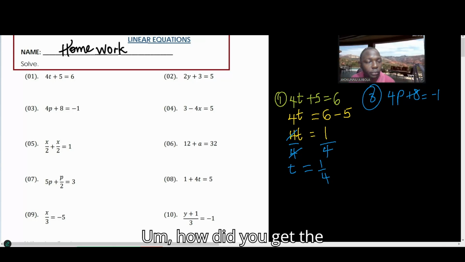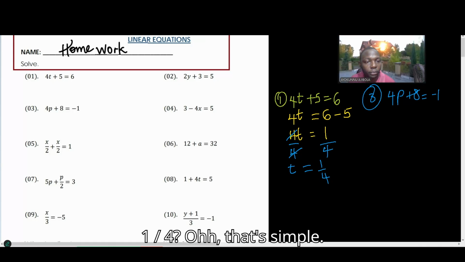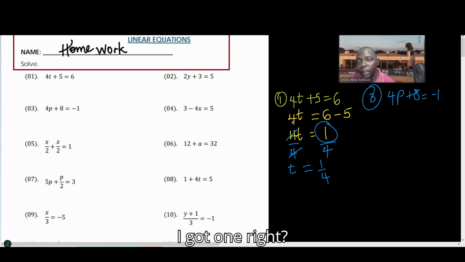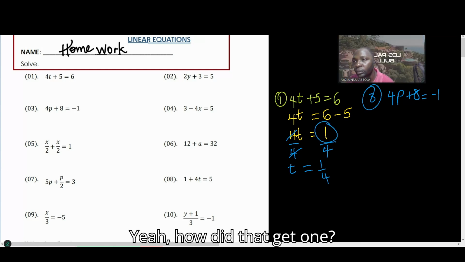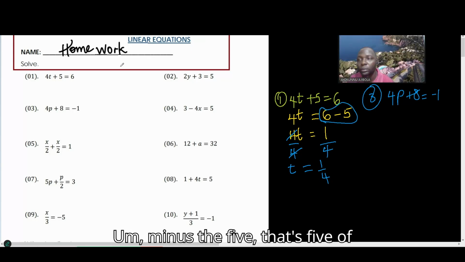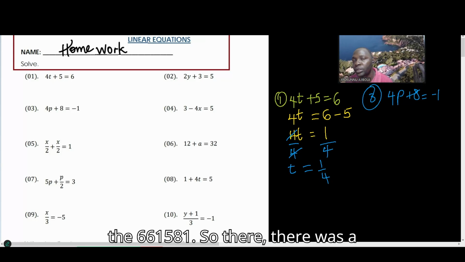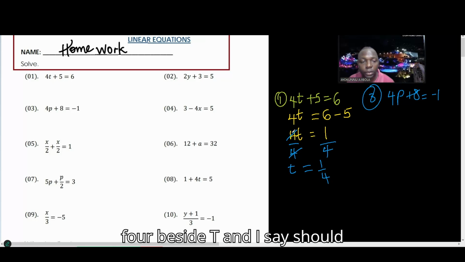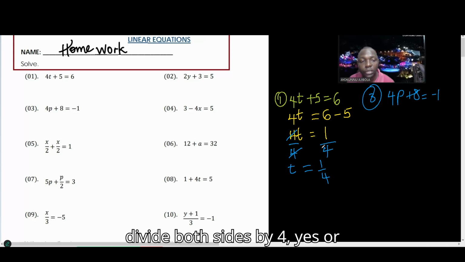How did you get the 1/4? Oh, that's simple. You understood how I got 1, right? How did I get 1? You minus the 5. 6 minus 5 gave 1. So there was a 4 beside t, and I said you should divide both sides by 4.